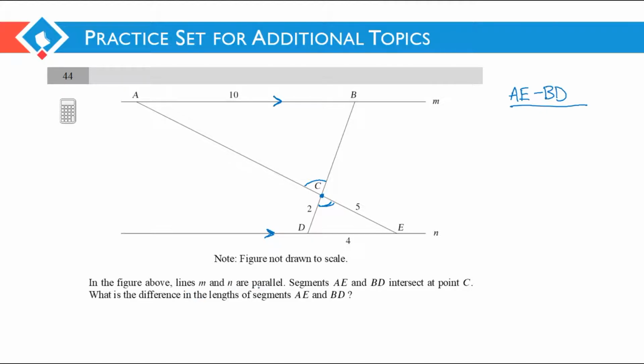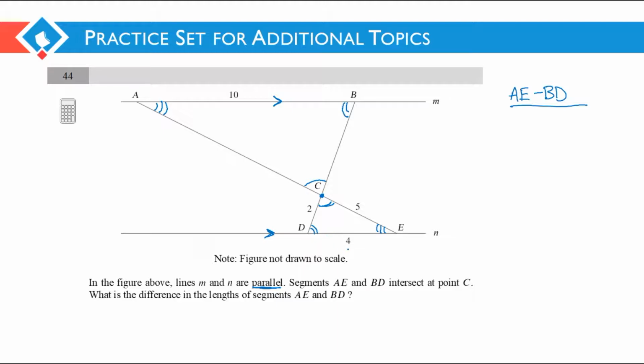So because these two lines are parallel, lines M and N, we can easily say that these two angles, B and D, are alternate interior angles. These are alternate interior angles, so they must be the same. And we also know that these right here are alternate interior angles. So they must also be the same right over here. That means these are similar triangles. So these two triangles are similar. And that means that the angles are the same. The lengths of the segments are proportional.